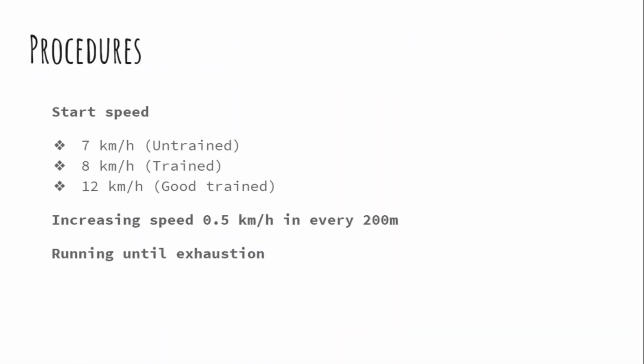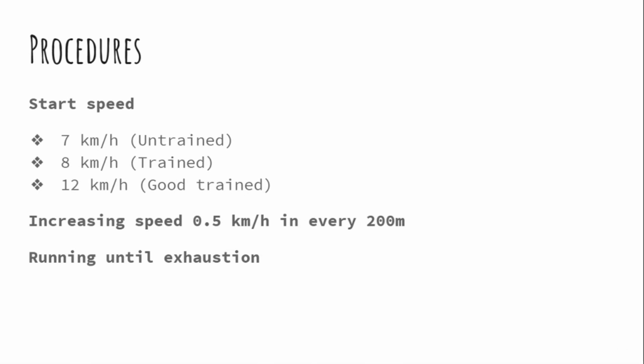Procedure. So first of all, you have to define the starting velocity or starting speed. If you are untrained, you can start with 7 km/h. If you're trained or a former athlete, you can start with 8 km per hour. If you're a really good athlete, you can start with 12 km per hour. It totally depends on your status.